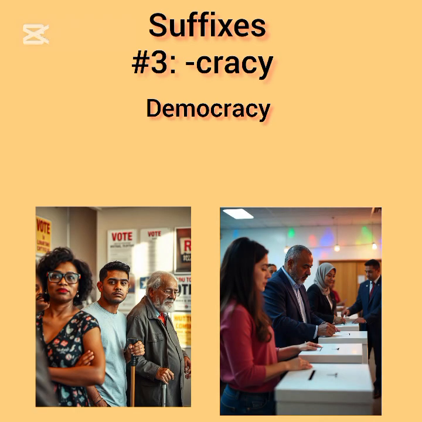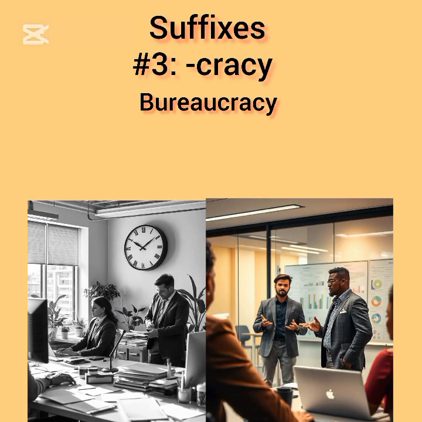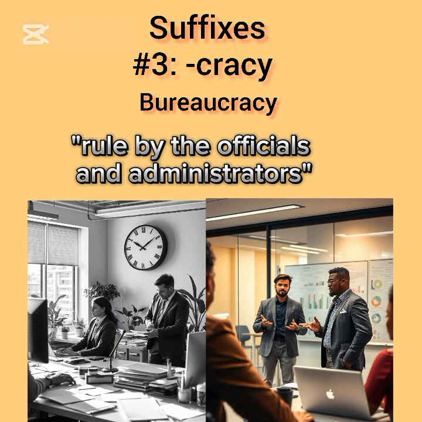First, we have democracy, which means rule by the people. In democracy, citizens have the right to elect their leaders and influence decisions. Our next word is bureaucracy, which means ruled by the officials and administrators rather than by the elected leaders. Bureau means office and cracy means to rule.